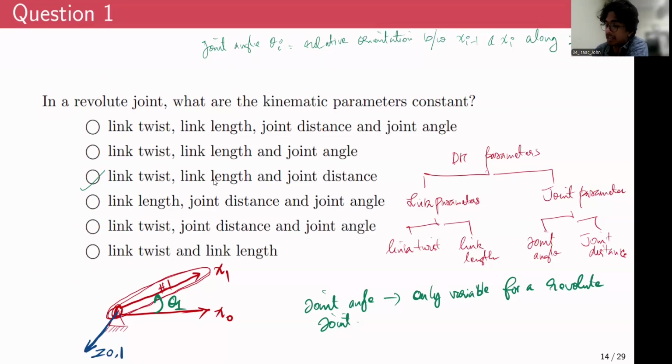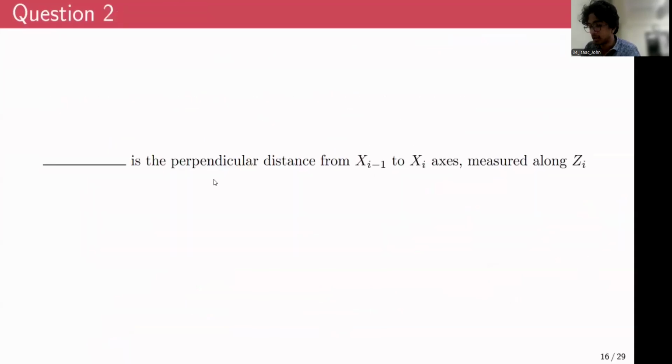Just as in the case of a revolute joint, even if the revolute joint is at a different orientation, all of these are going to be constant. It's not going to vary. But joint angle, this theta one, is the only parameter that is varying. Everything else is going to be the same. That is the correct answer.